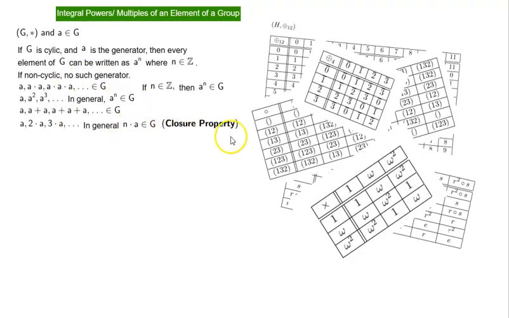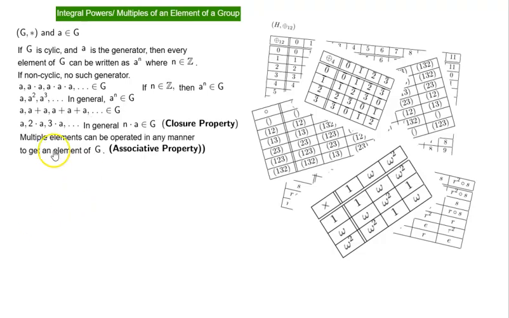So this forms the closure property in both multiplicative and additive groups. Multiple elements can be operated in any manner to get an element of G. And if we are writing in this form, then these elements would again be either powers or multiples of an element. So that would be the associative property.